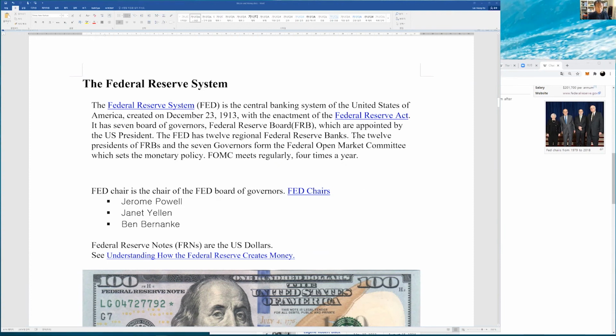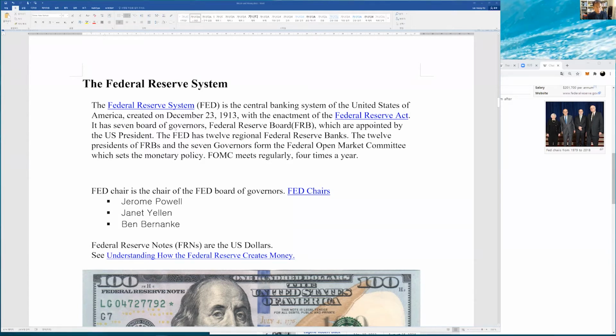Okay, I will talk about the Federal Reserve System. The Federal Reserve System is the central banking system of the United States of America. It was created on December 23rd, 1913, with the enactment of the Federal Reserve Act. So it is a law for the Federal Reserve System.